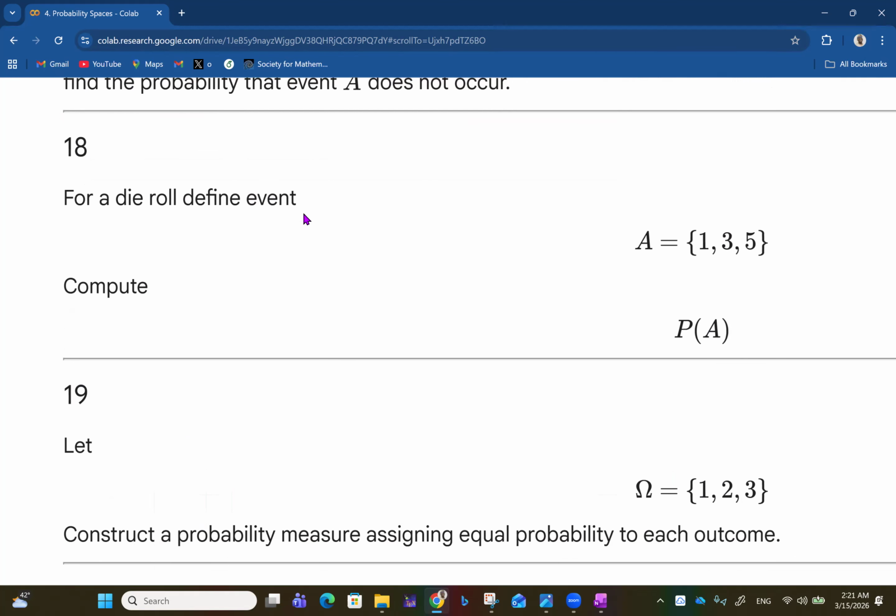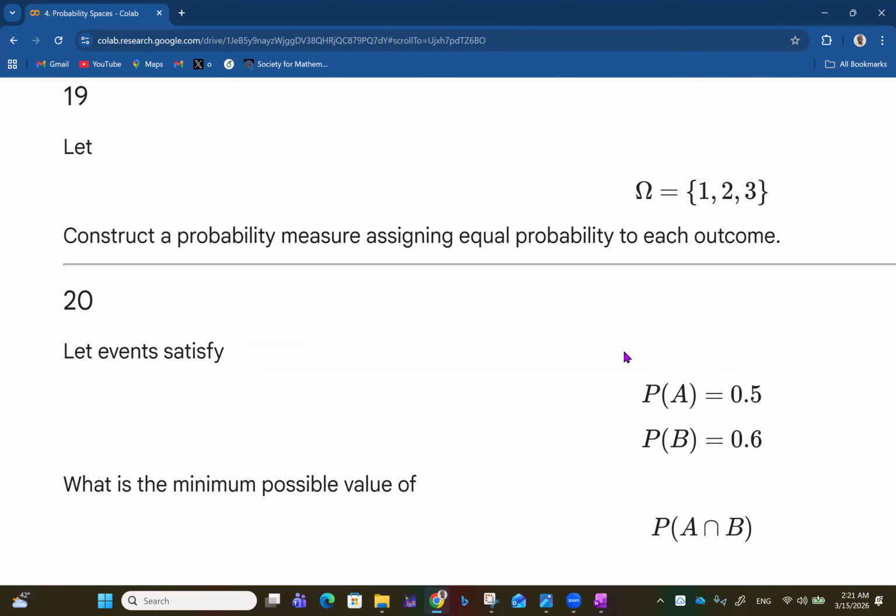Question 18, for a die roll event, A is 1, 3, 5. Compute the probability of A. Probability of A will simply be 3 out of 6 because it's a die. So 3 possible events, 1, 2, 3 over 6. That's 0.5.